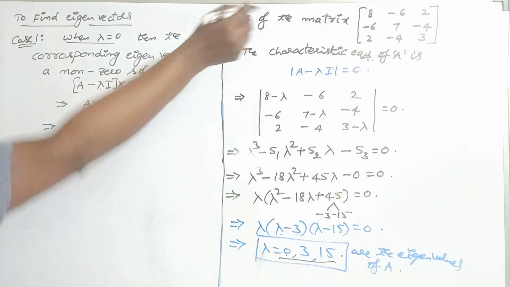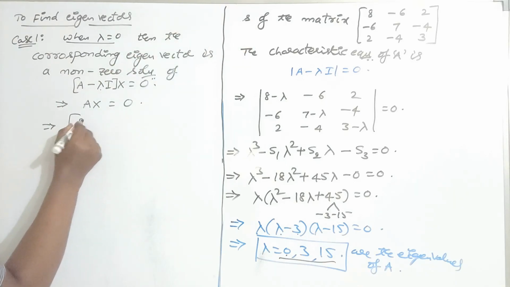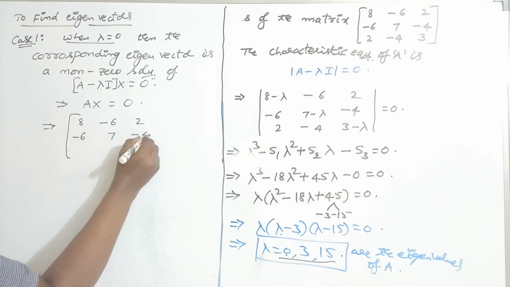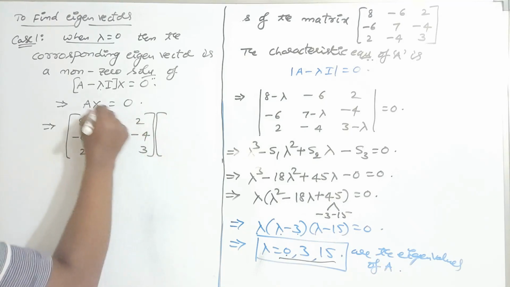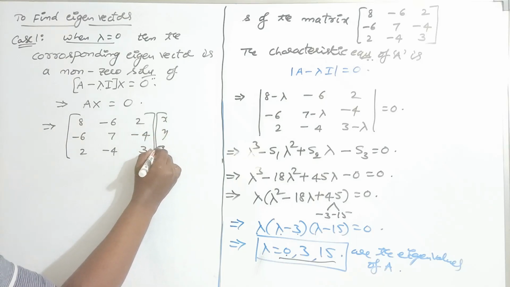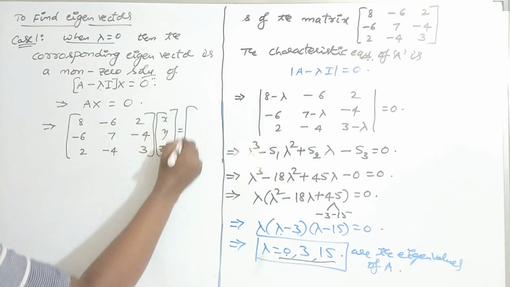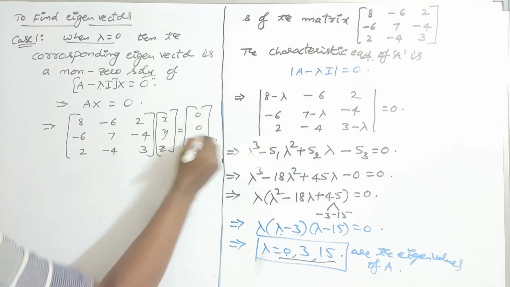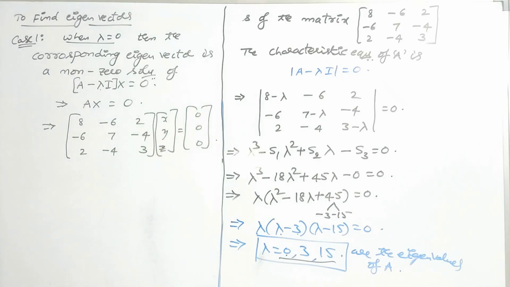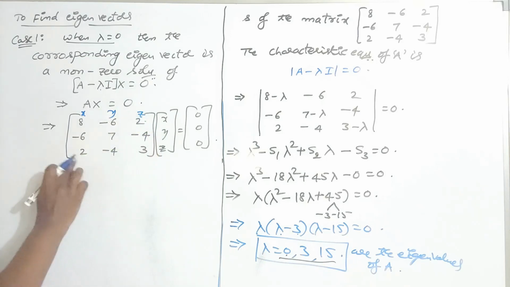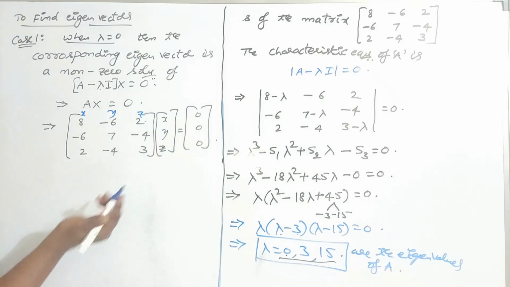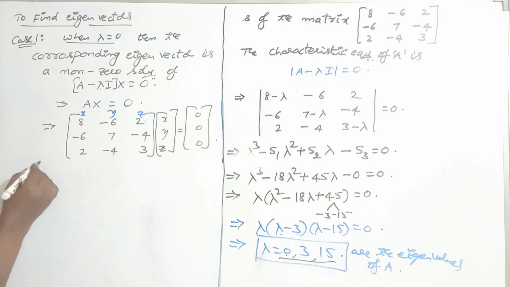So write A here. What is A? The given matrix: 8 minus 6 2, minus 6 7 minus 4, and 2 minus 4 3, times X, the column variable matrix. Clearly this system denotes three equations. The first row represents the first equation, the second row the second equation, the third row the third equation. You can solve any two equations for getting a non-zero solution.